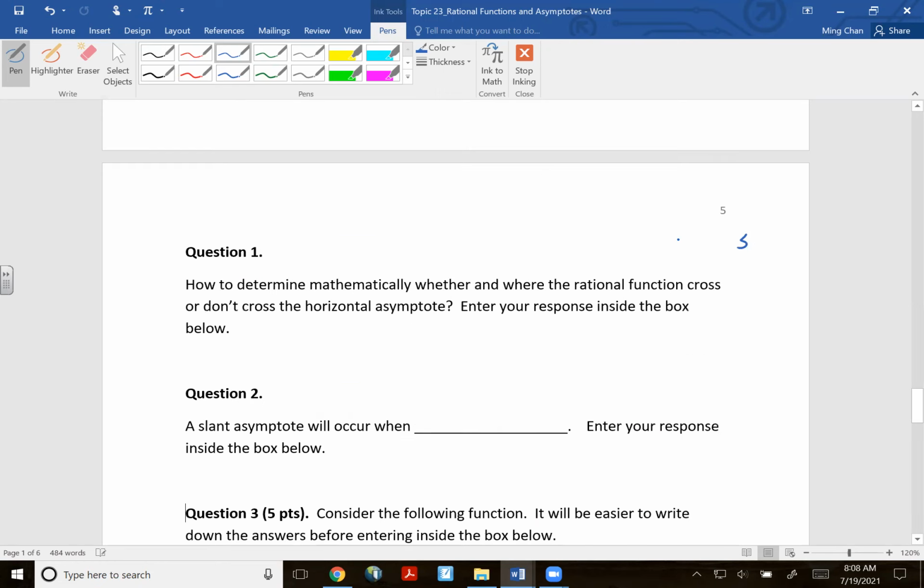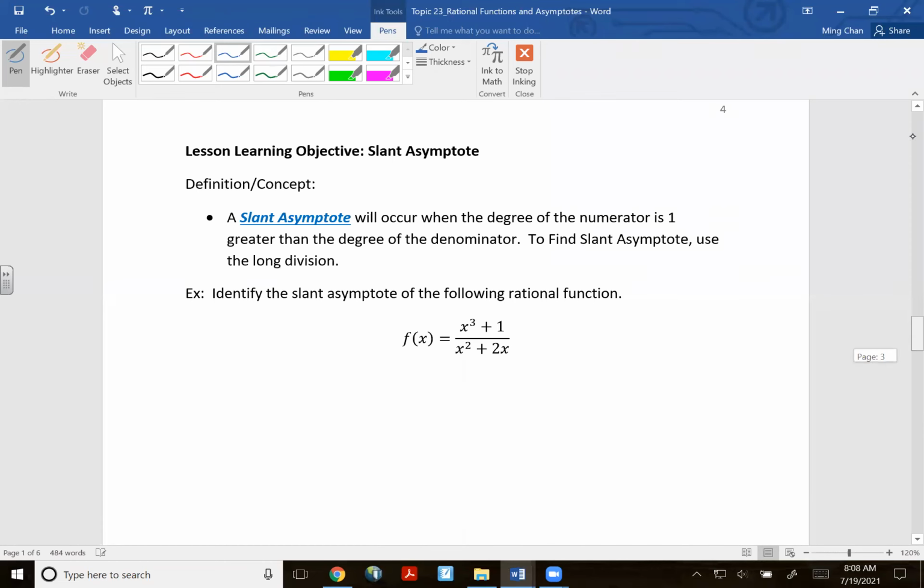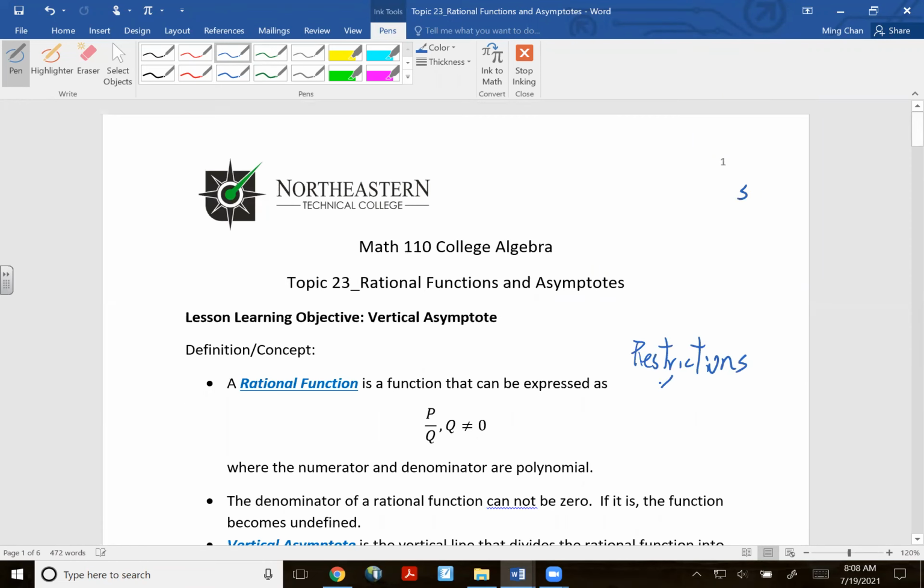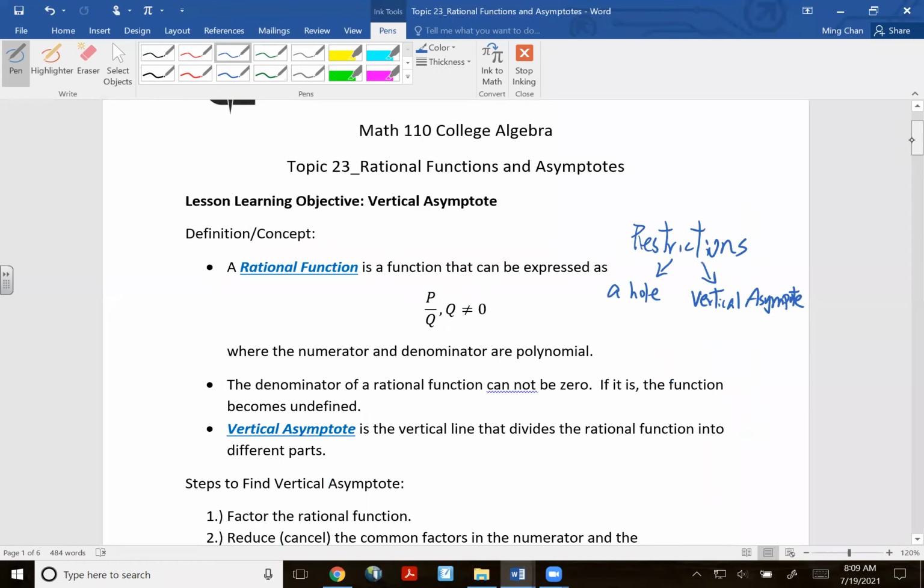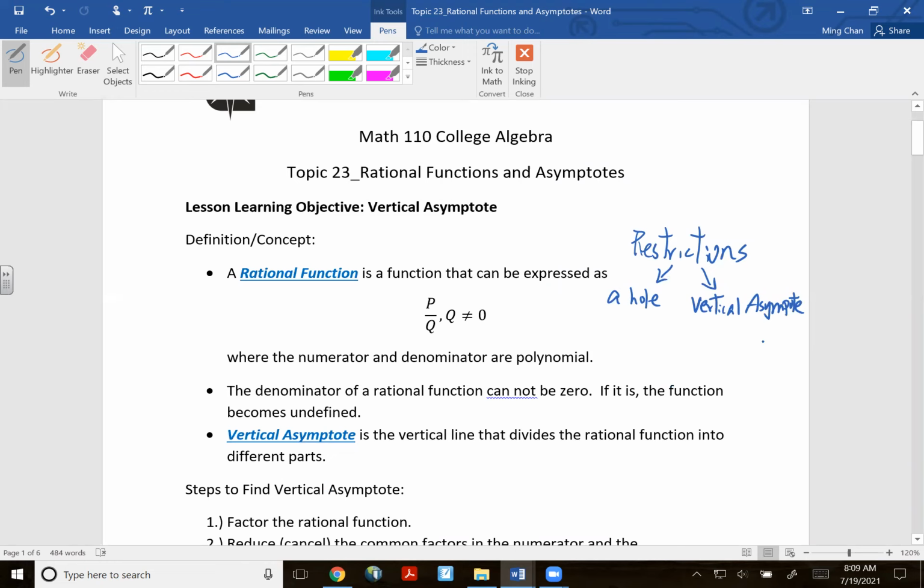Those restrictions on the domain, there are actually two different kinds. One of them, I think I already mentioned, is a hole in the function, a hole in your graph. That hole only occurs when a factor of the numerator and a factor of the denominator can cancel out. The other type of restriction on the domain is called the vertical asymptote. So you have two types of restrictions. Before, I just called them restriction on the domain. Now I'm going to be more specific. One type of restriction is called the vertical asymptote. The other one is a hole in your graph.